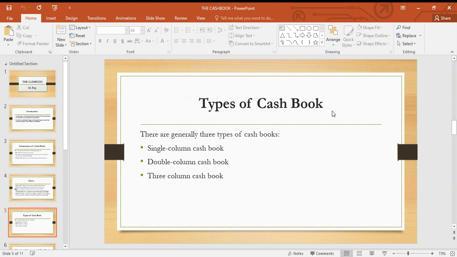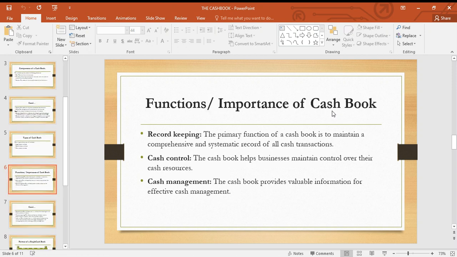Thank you. So in cash book, in business, we have three types of cash book. We have the single column cash book, we have the double column cash book, and the three column cash book. Now we want to see the function or importance of a cash book.